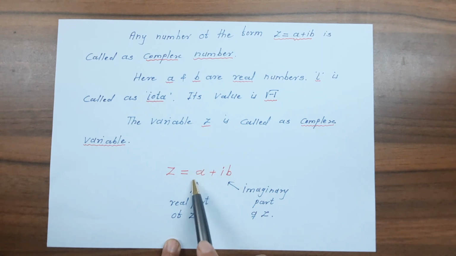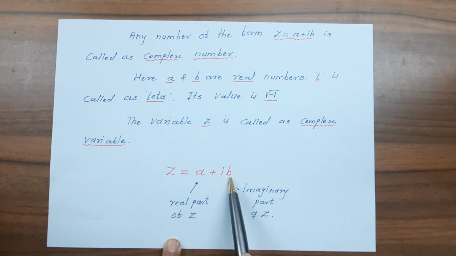a is called the real part of z and ib is called the imaginary part of z.